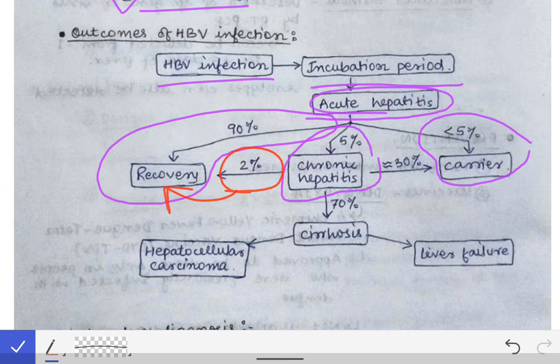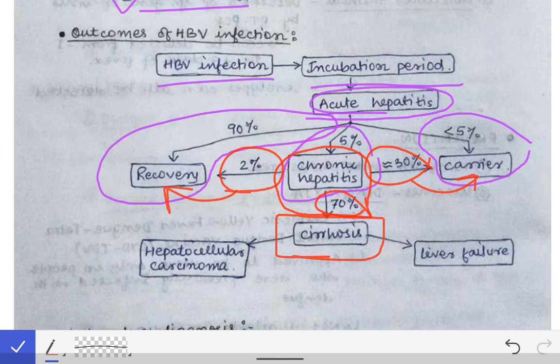Okay, so of those chronic hepatitis patients, 2% may have the chance to go to the recovery stage, while 30% of them become carriers. The majority of patients with chronic hepatitis due to hepatitis B, like 70% of those patients, end up getting cirrhosis.